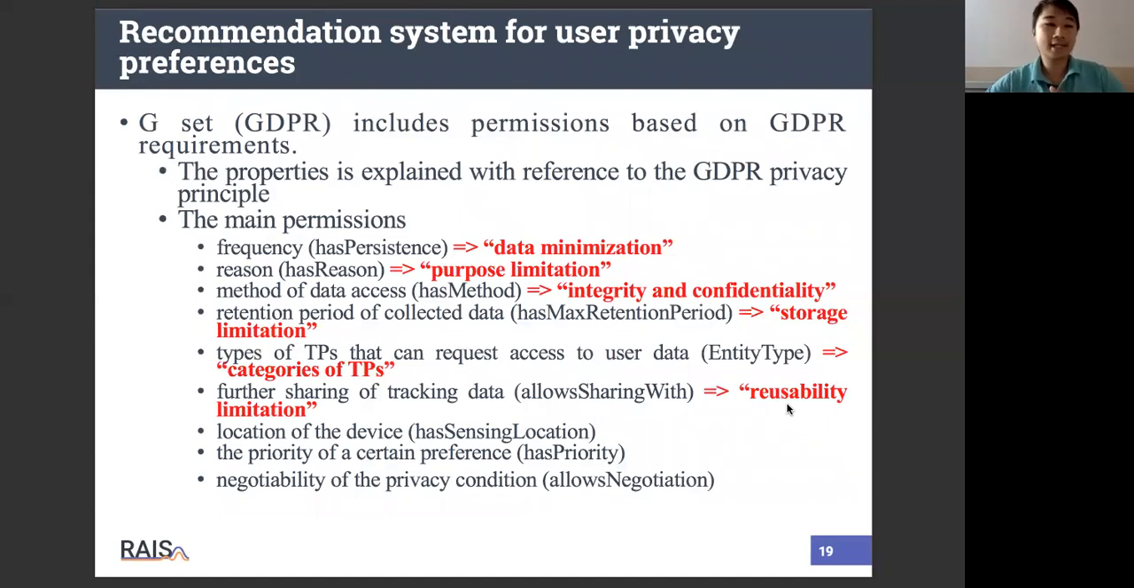And what is the GDPR permission set? It includes all the requirements mentioned in the GDPR and some related info of the privacy policy of the third party. As you can see here, it must be clear for the user, like the data minimization. Data minimization means that when the user shares the data, it is just enough for their service. They cannot collect more than what they need for their service.